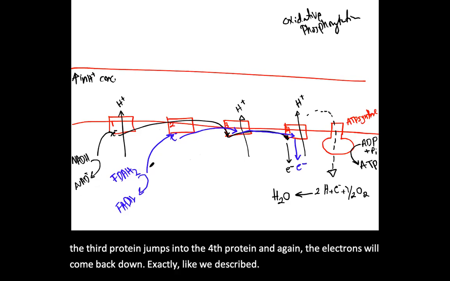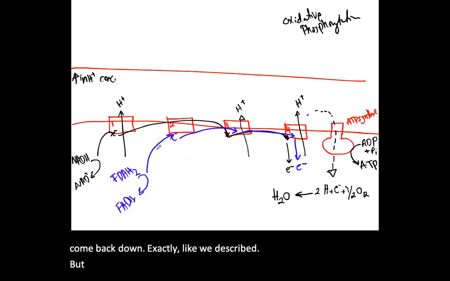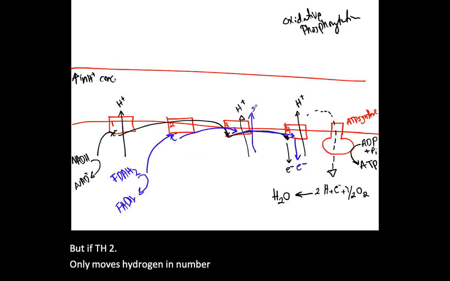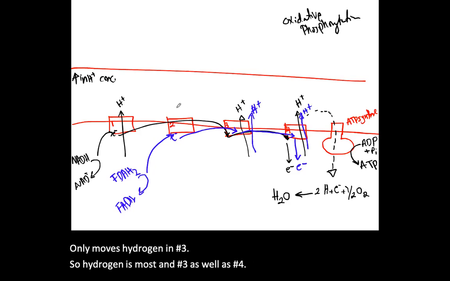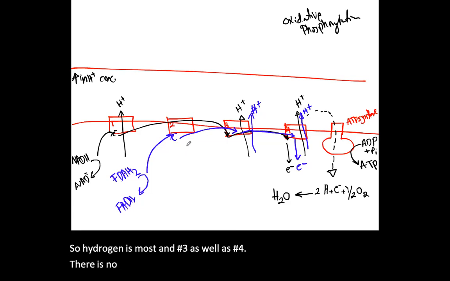But FADH2 only moves hydrogen in number 3. So hydrogen is moved at number 3 as well as number 4. There is no hydrogen moving into the intermembrane space in this second protein.